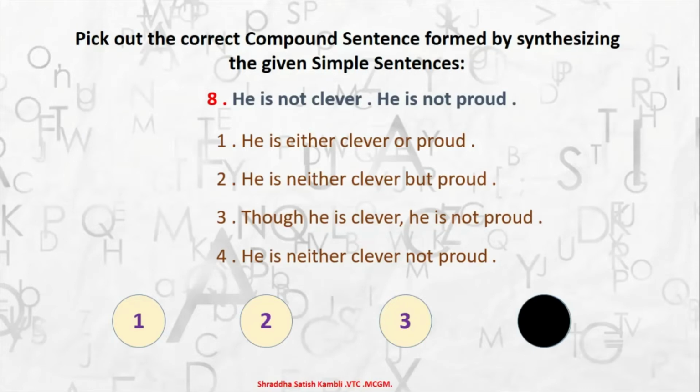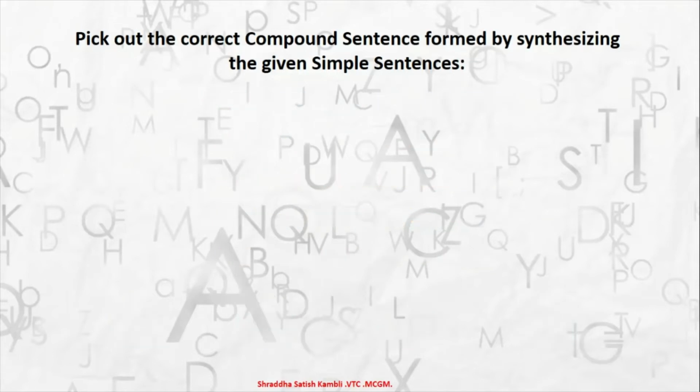Alright, so the 4th one, it has combined the 2 sentences to make it compound, and also it has maintained the meaning. He is neither clever nor proud. So both these qualities are not there in him. He is neither clever nor proud. Moving on to the next one, the second last example in this particular pattern.